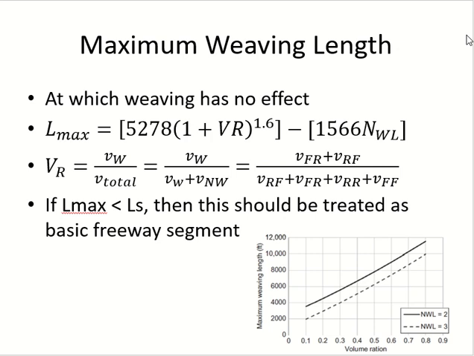If your weaving distance, the auxiliary lane distance between one ramp and the other ramp, is more than Lmax, more than this standard value, that means it's not weaving. The segment is not weaving. One ramp does not affect the other. This is what it means. So you don't have to consider them as a weaving segment. Weaving segment means both ramps are very close to each other and one is affecting the other. But this will only happen if the distance between the ramps is less than Lmax. If it is more, it's not weaving.